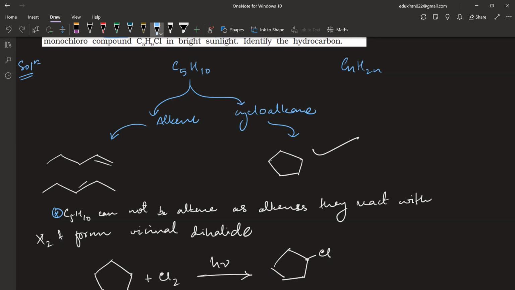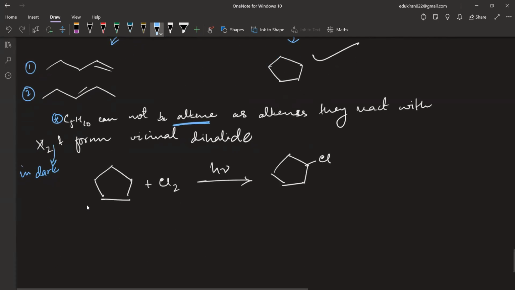Then you have drawn the possible structures for alkene. Then you have said that since it is not reacting with chlorine in dark, it is not going to be alkene, because alkenes react with chlorine in dark and form vicinal dihalide. Then you will say C5H10 cannot be alkene. Why? Because alkenes react with halogen in dark and form vicinal dihalide. Now the only option left is cyclopentane. So you will say that cyclopentane is our hydrocarbon. Got it? Yes, of course.